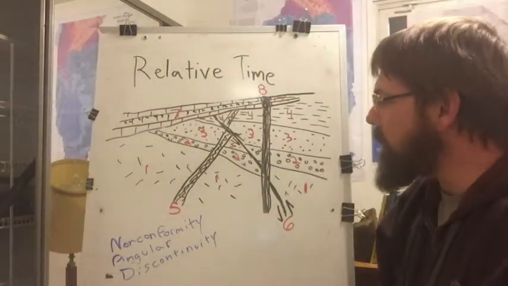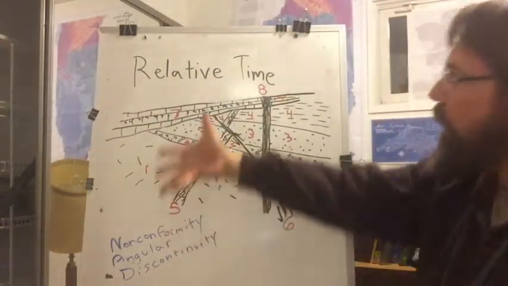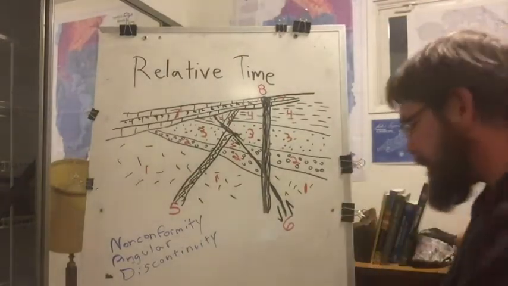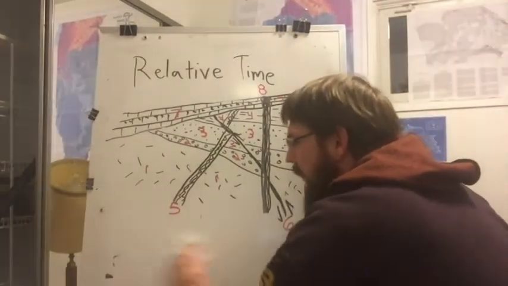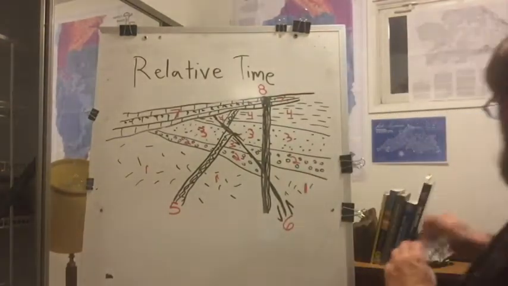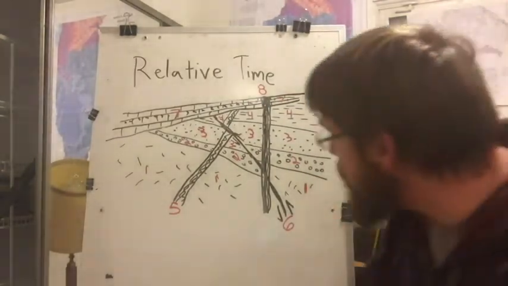So I think that's all I want to say about that. Now, how does this all tie into relative time? All right, so like I said, with relative time, you cannot determine actual dated relationships. That's not the point of it.